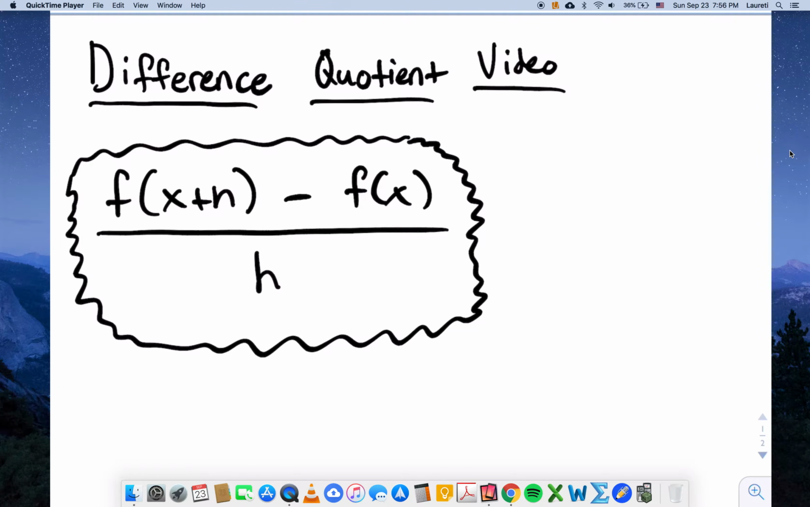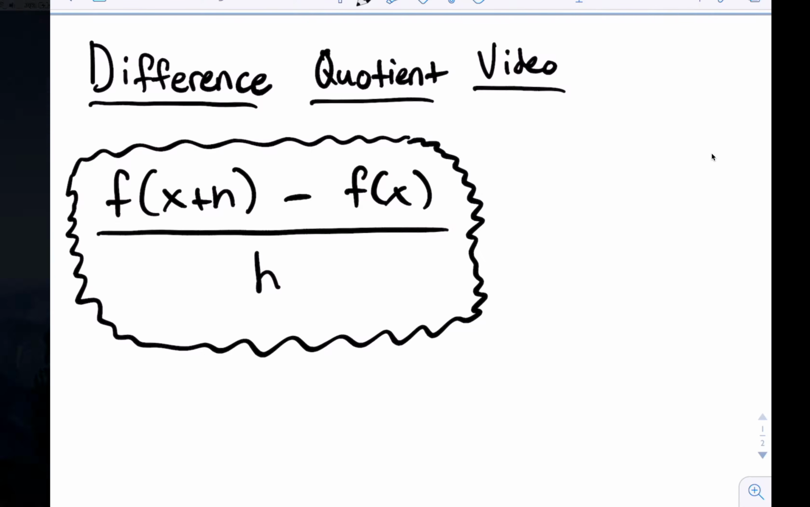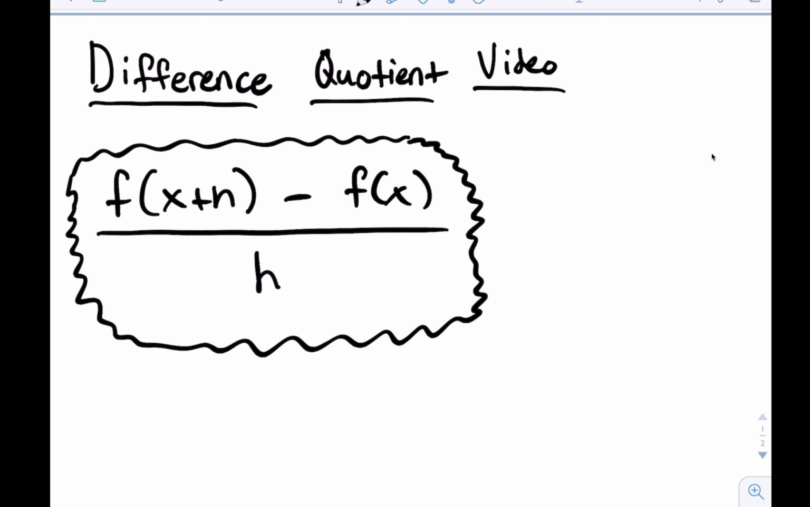Hey guys, I want to do a video of working out different examples using the difference quotient. We talked about it a little bit in class. I just want to run through the three different examples that you might run into, and the different techniques that you're going to have to use in order to solve them.